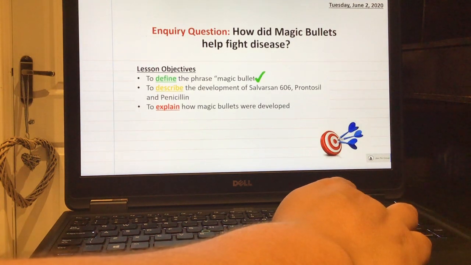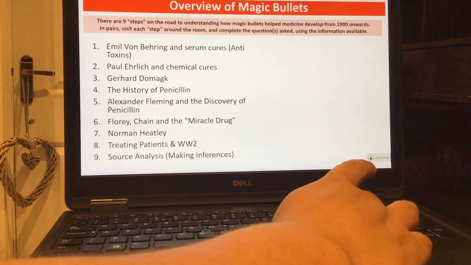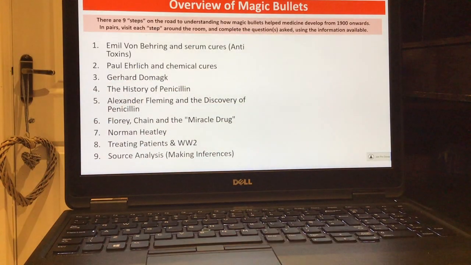Now, the inquiry question that I would have wanted to go with today, and I would have asked you to investigate if we were doing a normal lesson and got you to work in groups or in pairs, is how did magic bullets help fight disease? Now, there's actually, I would say, 7, 8, 9 steps in this process. And it all happens from about 1900 onwards.